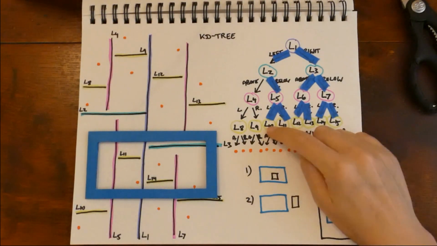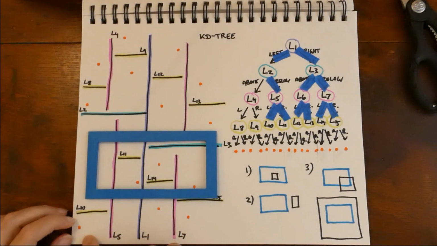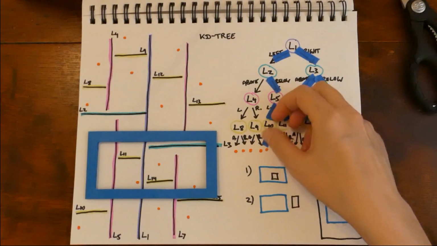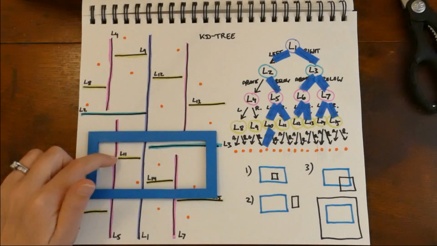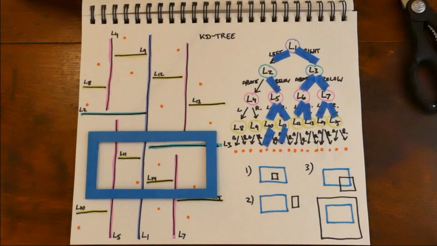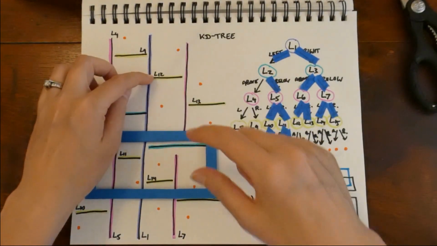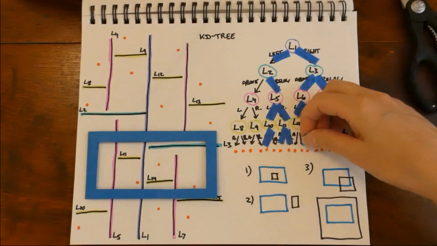Now the region to the left of L10 over here is completely outside of the query rectangle, so that's case number 2, and we can safely discard it. But the region above L10 intersects the query rectangle, so we need to continue and check it. The region above L11 as well as the region below L11 both intersect the query rectangle, so we need to check both. For L12, the region above it does not intersect the query rectangle, so we can discard it. But the region below it intersects the rectangle, so we need to continue and check it.